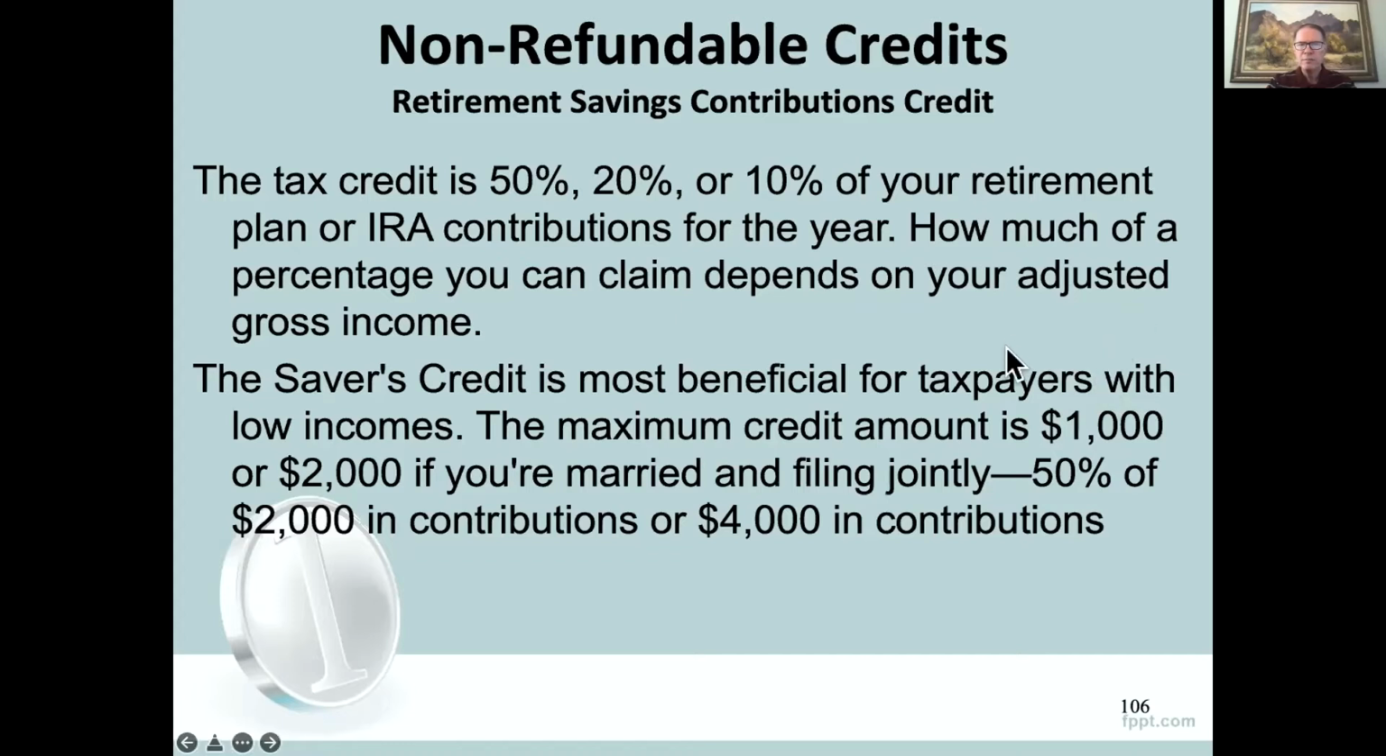Let me get rid of this. I'm missing a part of my thing. It is $1,000, or $2,000 if you're married and filing jointly. 50% of $2,000 in contributions or $4,000 in contributions.